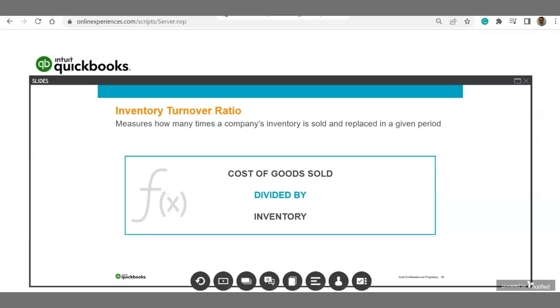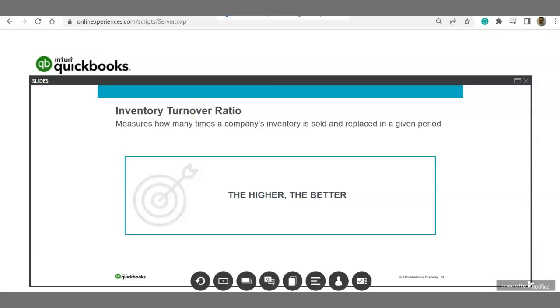Okay, so that was AR. Again, these efficiency ratios are looking at how efficiently our assets are working for us. So next, we're going to turn our attention to inventory. The inventory turnover ratio is calculated as cost of goods sold over on the P&L divided by inventory over on the balance sheet in the asset section. So the inventory turnover ratio measures how many times a company's inventory is sold and replaced in a given period. So let's say if the ratio is 10, that means that the inventory turns over 10 times a year.